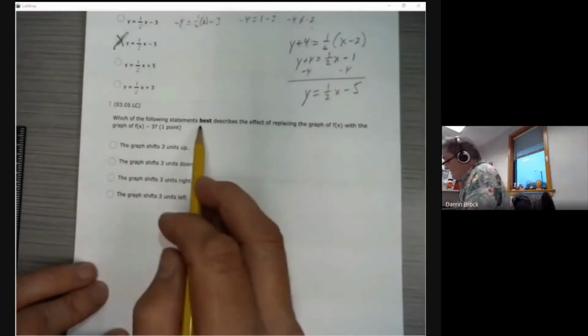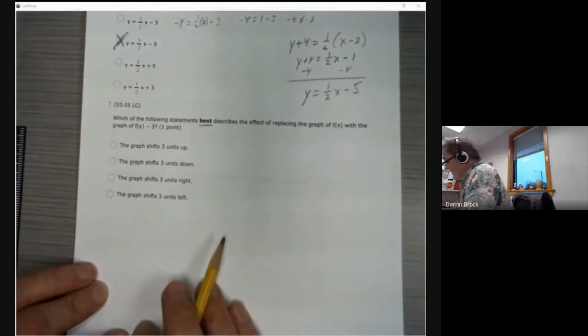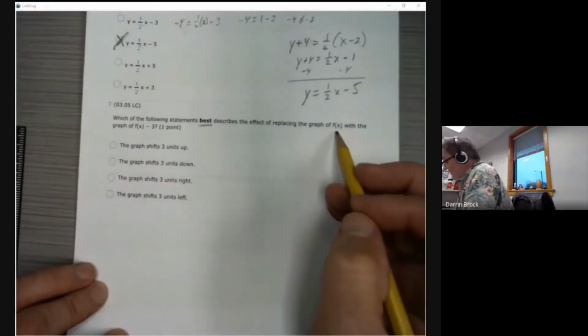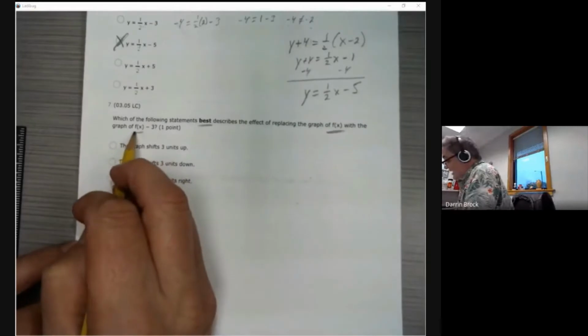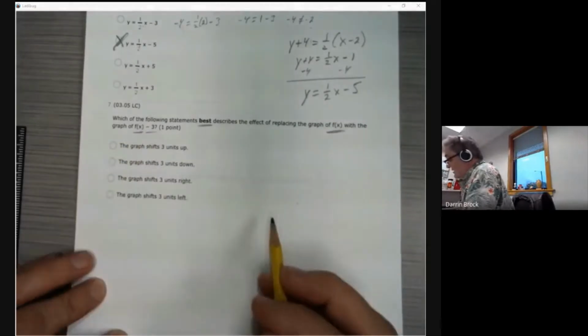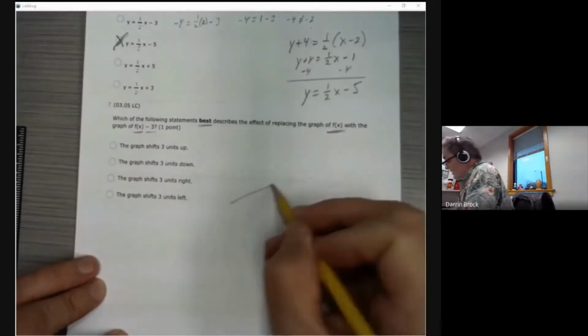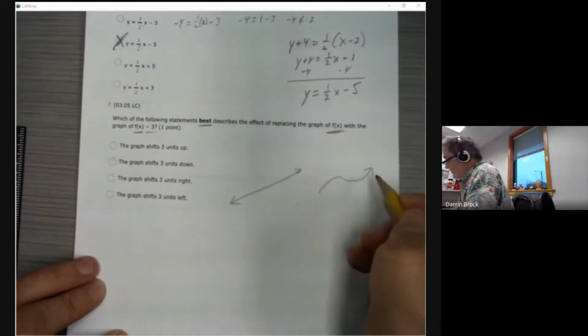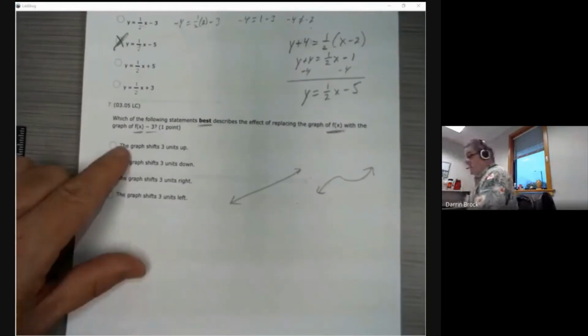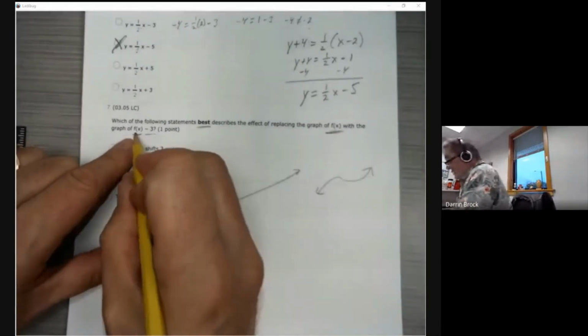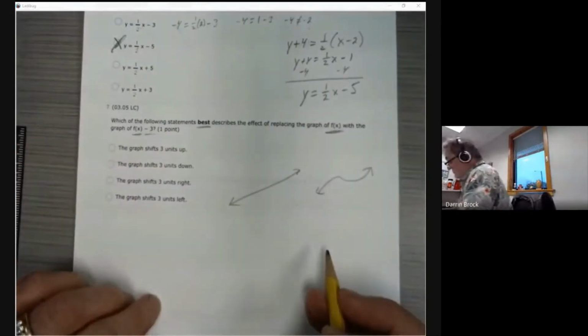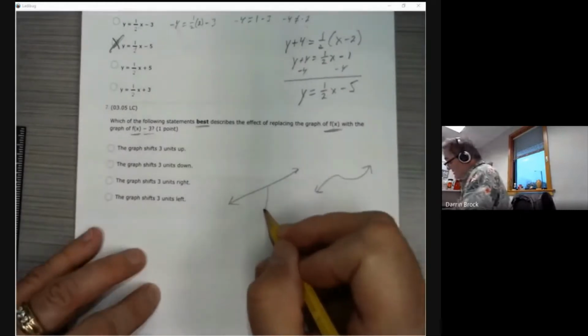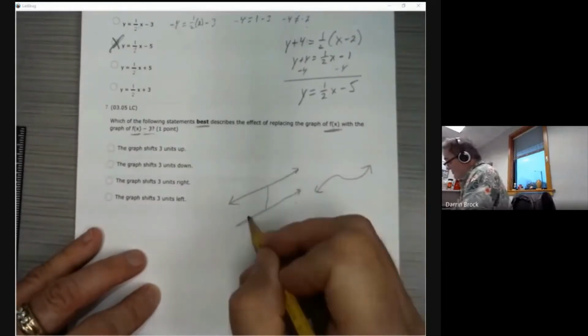Which of the following statements best describes the effect of replacing the graph of f(x), whatever the graph is, with the graph of f(x) minus 3? So if you've got a graph, let's say the graph went right there, right? Whatever it looks like, could be any graph. And we're going to take the exact same graph and we're just going to subtract 3 from it. Well, that means it's going to be right here instead.